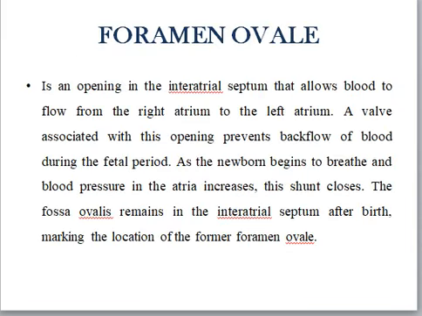Now coming on to the first shunt, also called the foramen ovale. It is an opening in the interatrial septum that allows blood to flow from the right atrium to the left atrium. A valve associated with this opening prevents backflow of blood during the fetal period. As the newborn begins to breathe and blood pressure in the atria increases, this shunt closes. The fossa ovalis remains in the interatrial septum after birth, marking the location of the former foramen ovale.